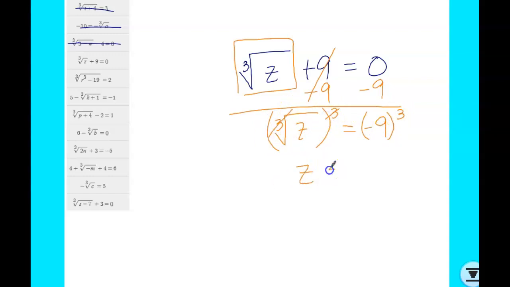And so we get z is equal to, so on this one, be very careful because when you cube negatives, you can still get a negative answer. It's not like squares, where when you square a negative number, you get a positive. So we would have negative 9 times negative 9 times negative 9. So this is a positive 81 times a negative 9, which is a negative 729.